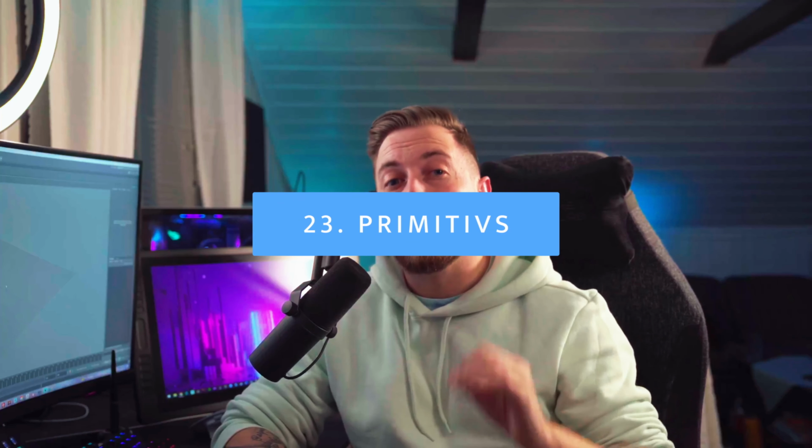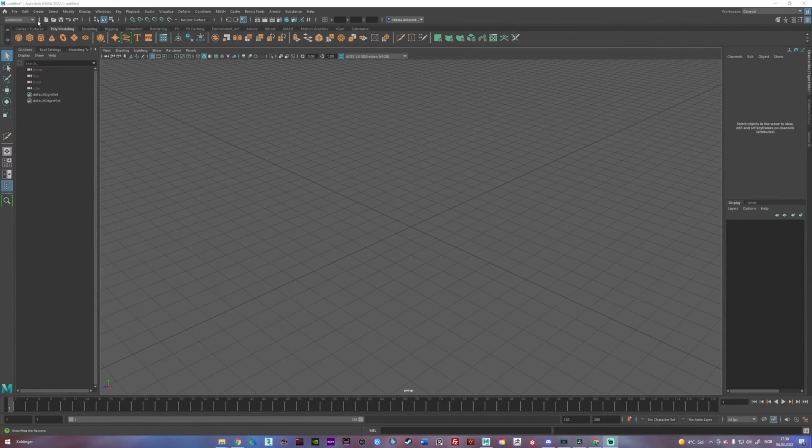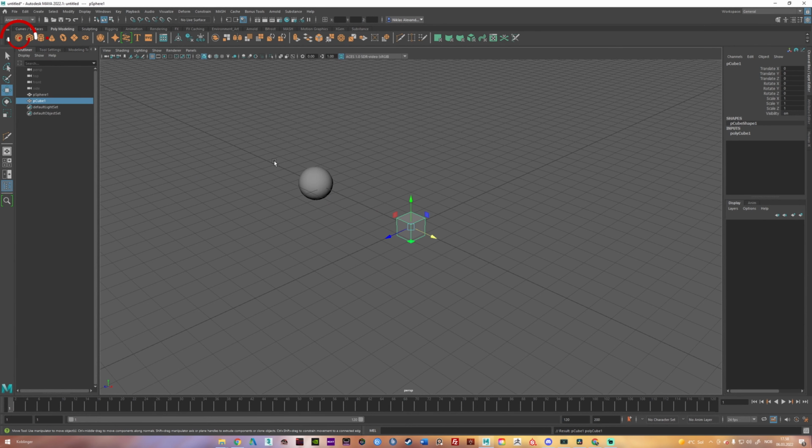Primitives. In most 3D softwares, there are some basic shapes, like a cube or sphere. As these are as basic as we can get of a model, we call them a primitive. Kinda like the first of its kind. Like Neanderthals were primitive humans.